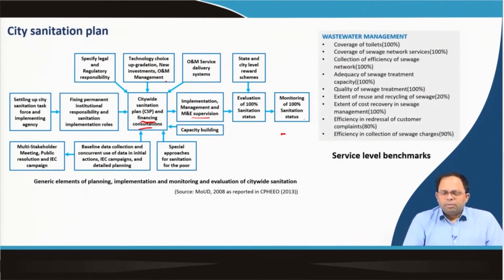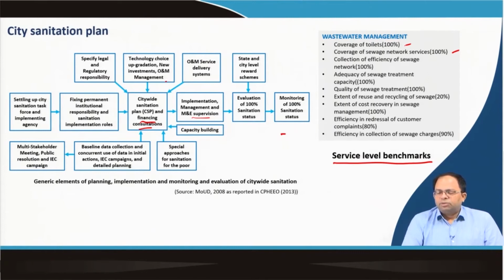So, when we are talking about monitoring of the sanitation status, we have our service level benchmarks, which we have discussed earlier. These are the different parameters which have to be achieved in wastewater management. One is coverage of toilets, which should be 100%. Coverage of sewerage network services should be 100%, all kinds of network services, decentralized, centralized, maybe on-site and so on.